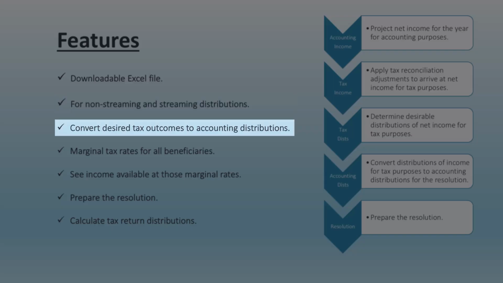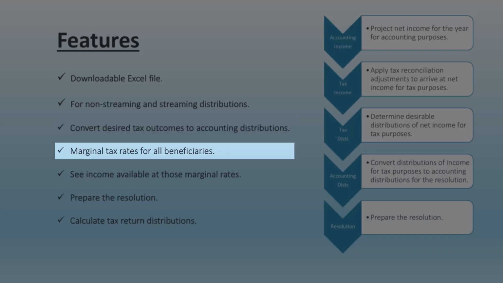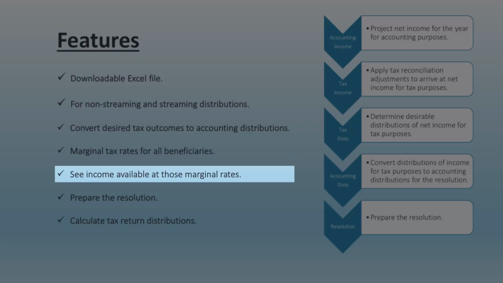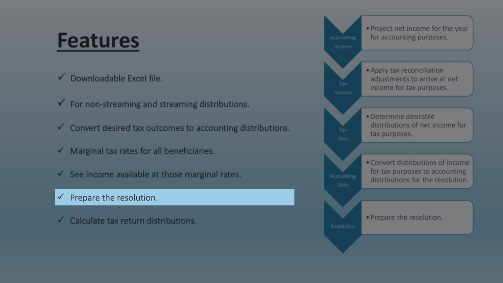The process involves estimating net income of the trust for tax purposes, calculating tax-effective distributions to beneficiaries, and converting those amounts to accounting distributions for the resolution. You can view the marginal tax rates for all beneficiaries based on their non-trust income. The calculator will then show how much income is available at those marginal tax rates, allowing you to use the lowest tax rates first. Once distributions for tax purposes have been determined, and the corresponding accounting distributions calculated, you can complete the trustee resolution, which is part of the file.